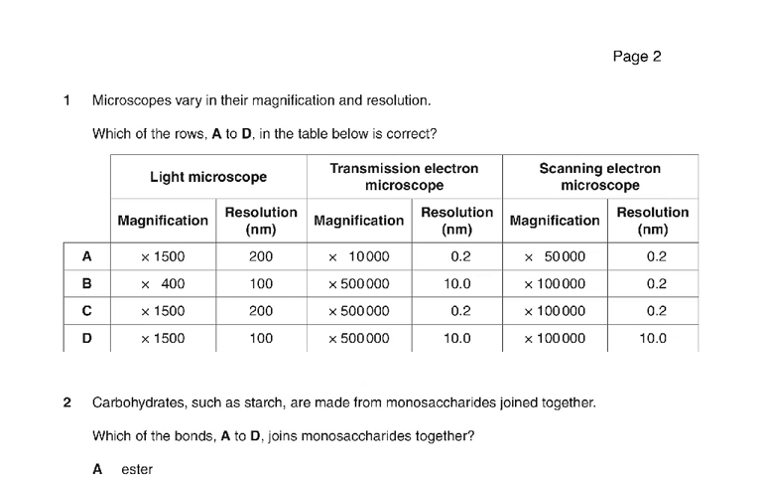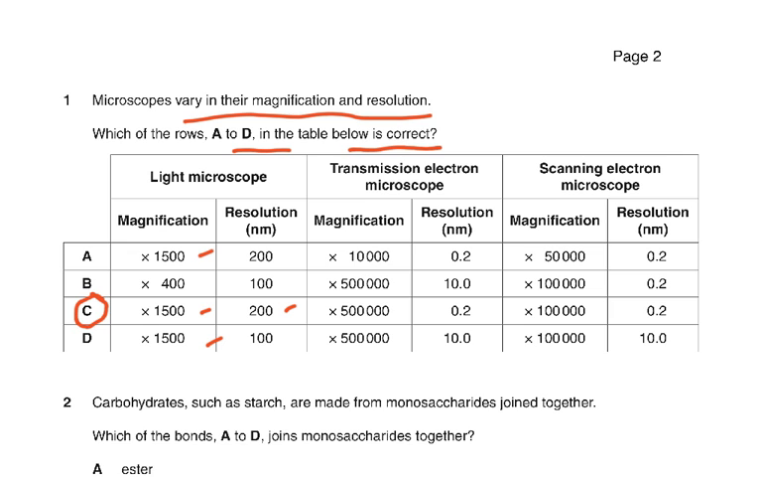Question number one: microscopes vary in magnification and resolution. Which of the rows A to D below is correct? Now, if you have to look at light microscope and transmission electron microscope and scanning electron microscope, you have to realize this 1500 is the best magnification for a light microscope. So the only possible answers were these. But then when you look at the resolution, it is only 200 nanometers. A light microscope cannot magnify and show you all the details. Please do not say clear image. It's not a clear image. So the answer is C.